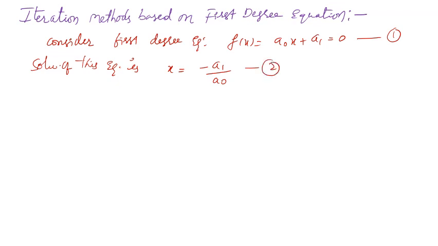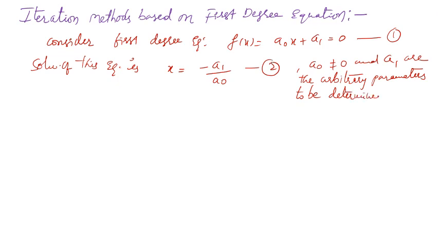This is, let it be equation 2. Where a0 is definitely not equal to 0, and a0 and a1 are the arbitrary parameters to be determined by two appropriate conditions on f(x) or its derivatives.